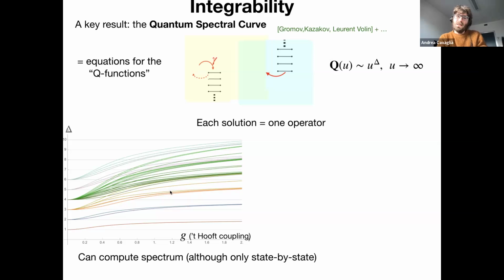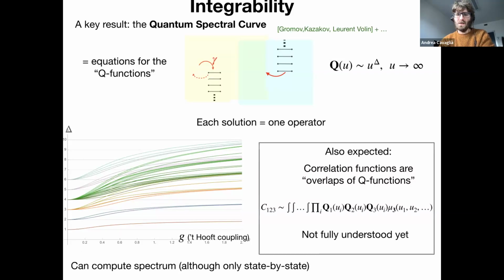So far, we don't understand the method to, for example, extract from these equations information about how the spectrum behaves asymptotically at large delta, how the density of states behaves. But we have essentially data with unlimited precision.